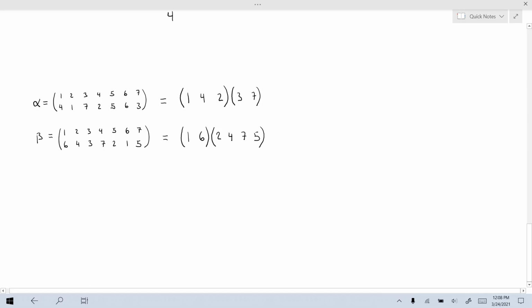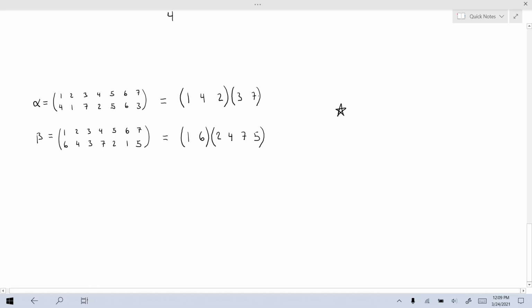Now, something that is very important to note about these two examples. We factored alpha and beta into a product or composition of cycles. Also note that the cycles in each of the factorizations are disjoint, okay? Meaning that there's no number that appears in multiple cycles. Every number appears exactly once in a cycle, or it doesn't appear at all, meaning that it maps to itself, okay?